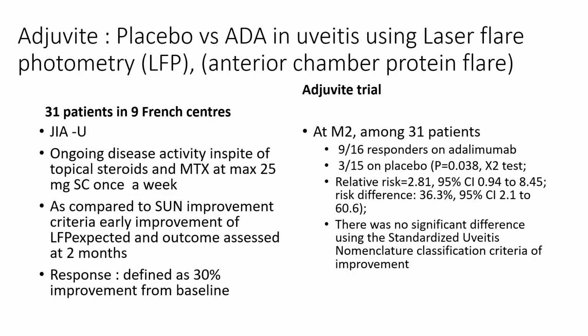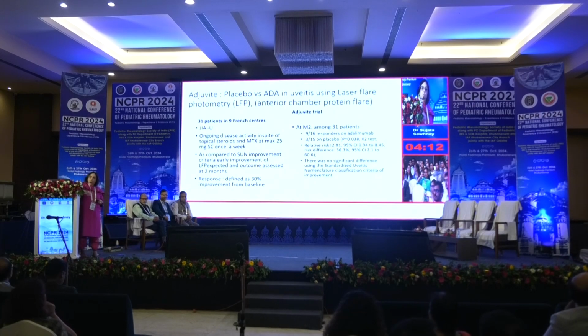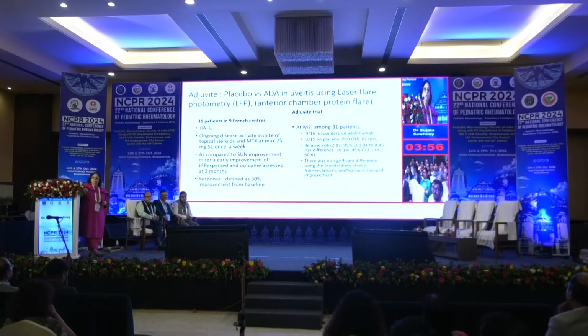What if the patient doesn't respond to methotrexate, or you want to layer an anti-TNF with methotrexate? Occasionally we have 2 trials. We have the Adjuvite trial. This is from France. It's very easy to comprehend. You basically look at the SUN classification at 2 months and you use a very sensitive outcome measure with a laser flare photometer, and adalimumab is hugely effective.